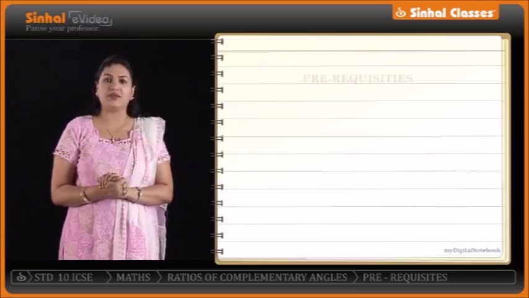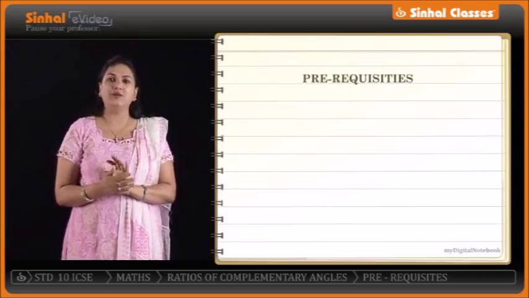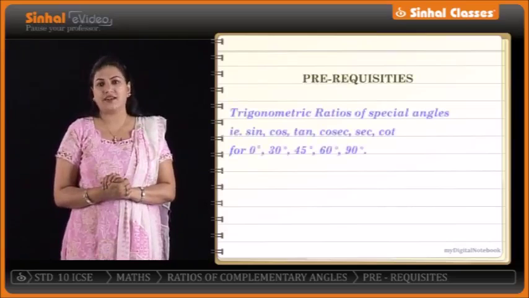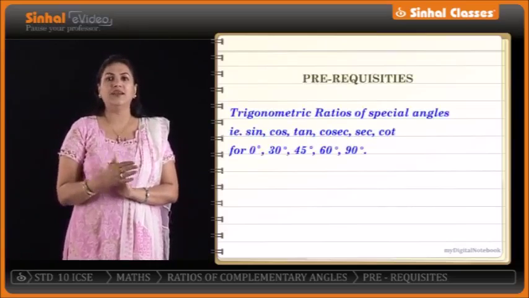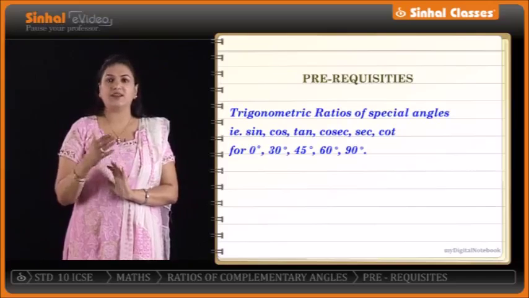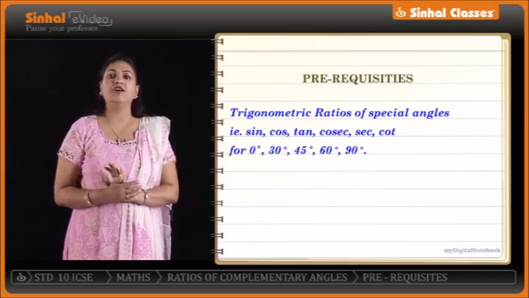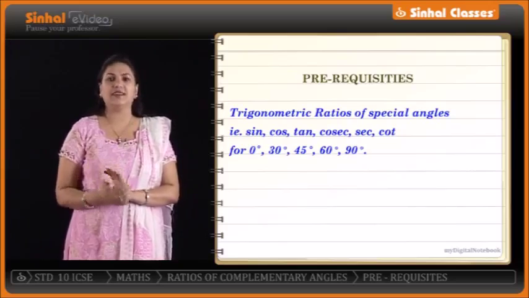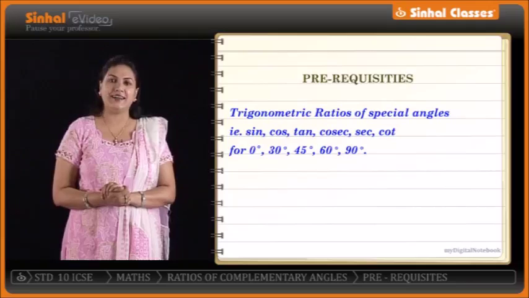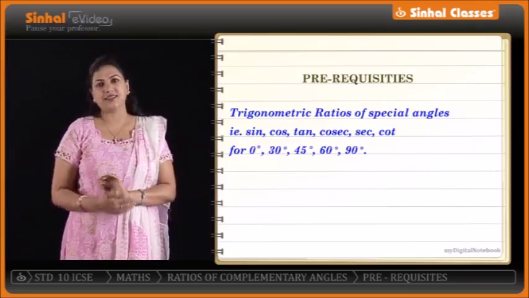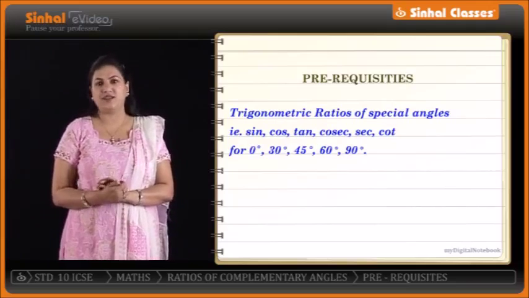Now the prerequisites for this topic are, you need to know the trigonometric ratios of special angles. That is, you must know sine, cos, tan, cosec, sec and cot for 0 degrees, 30 degrees, 45 degrees, 60 degrees and 90 degrees. Now let's start some problems based on this topic.